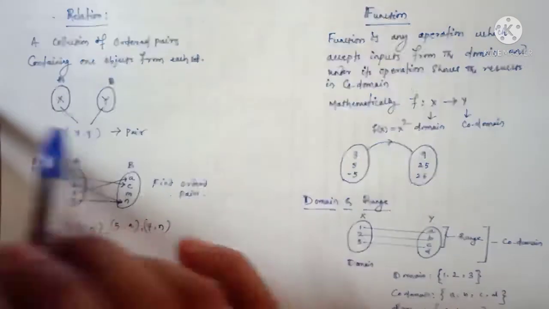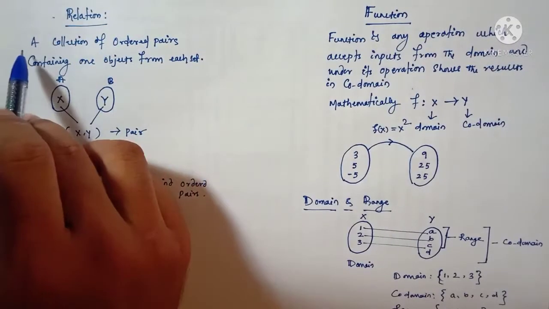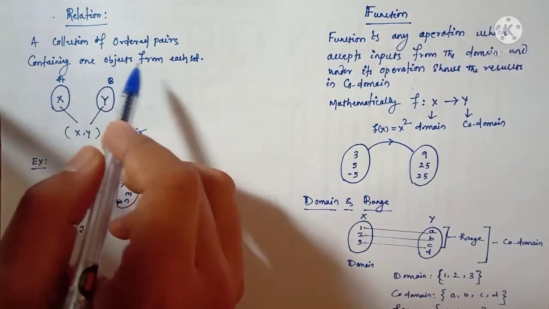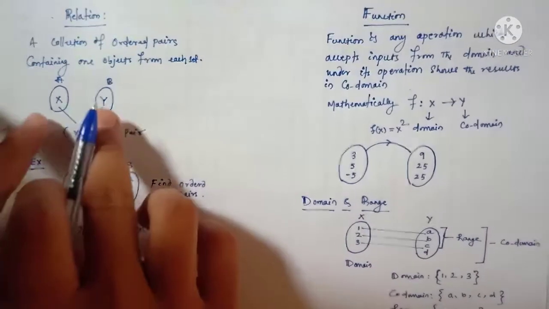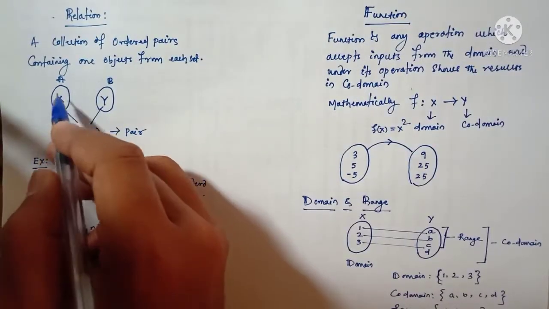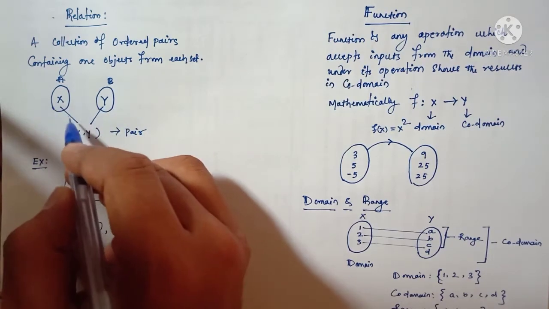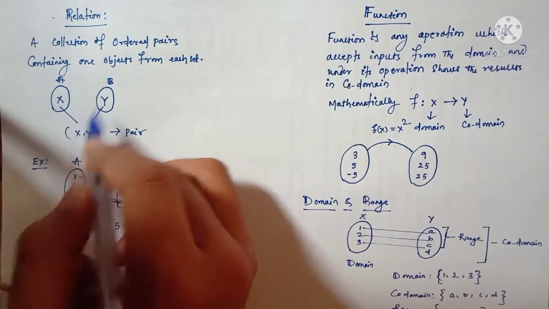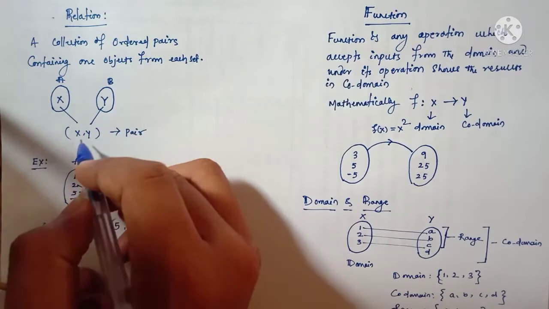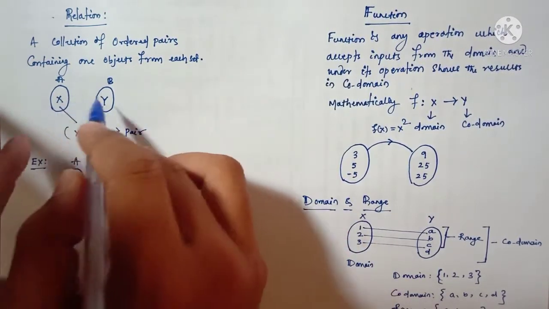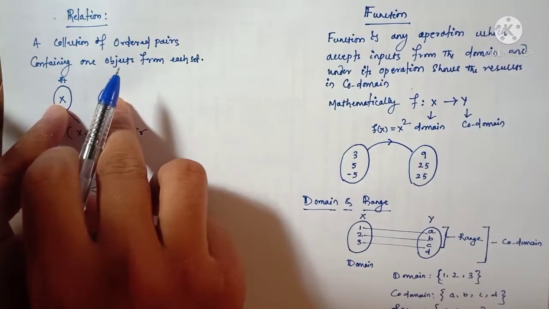So students, what is relation? Have a look here. A collection of ordered pairs containing one object from each set. Here we have two sets A and B having elements x and y respectively. Then the element from set A is x and the element from set B is y, which will be the pair, and this pair is a subset of the Cartesian product of the two sets A and B.